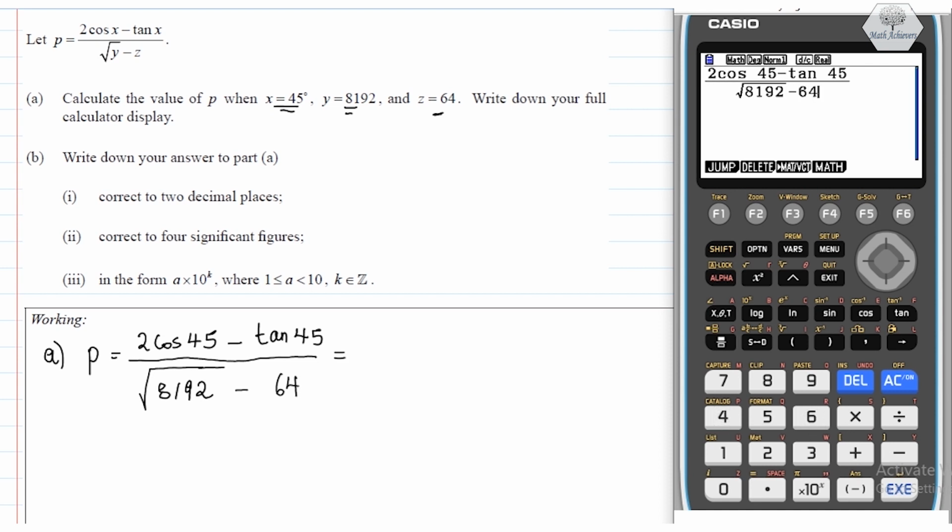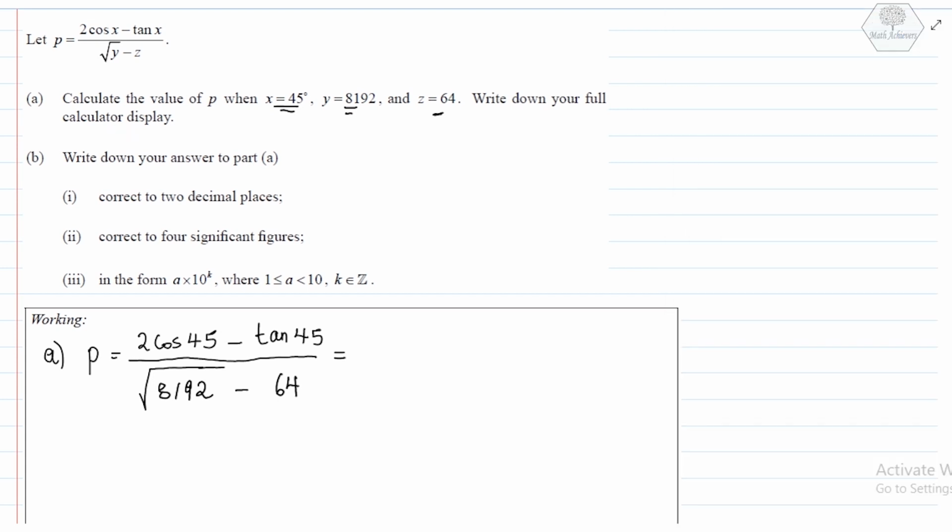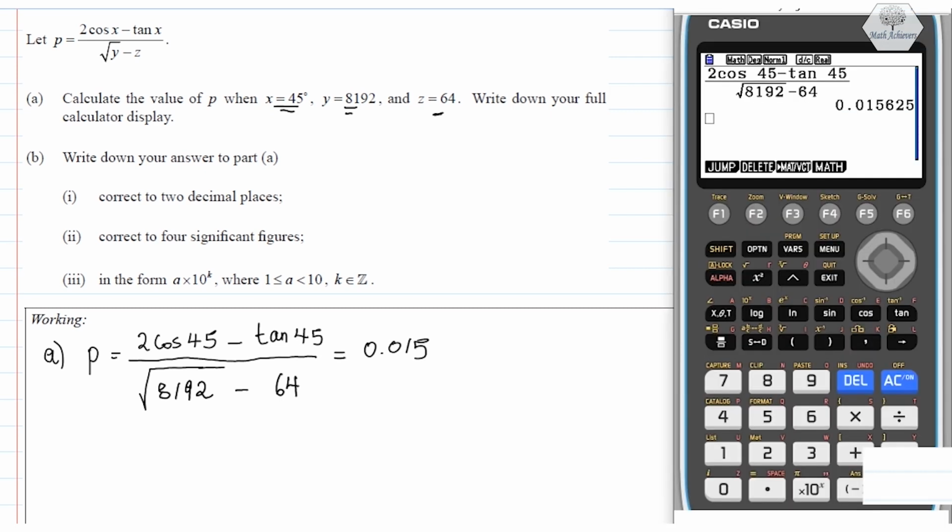And this value is equal to 1 over 64. We press the S to D in order to see the full display. It is equal to 0.015625.